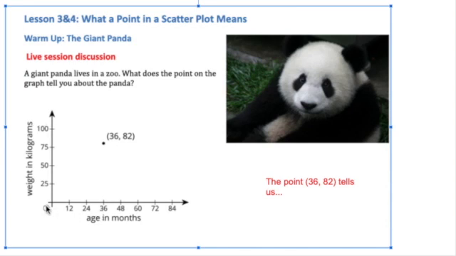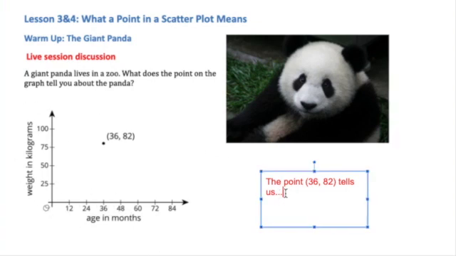The whole unit is comparing 2 different quantities. Is there a relationship between these 2 quantities? So is there a relationship between the age of the panda and its weight? So this panda bear here, the point 36, 82, that point really represents a panda. There is a panda that this point applies to. And then that panda, the 36, the x value, is the age. So it's 36 months old, or 3 years old.